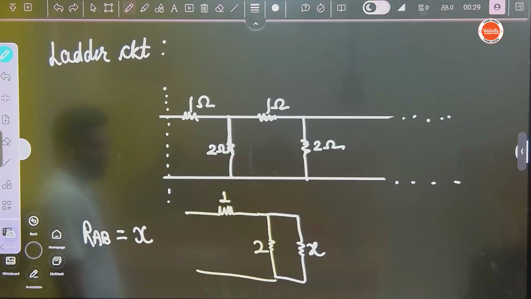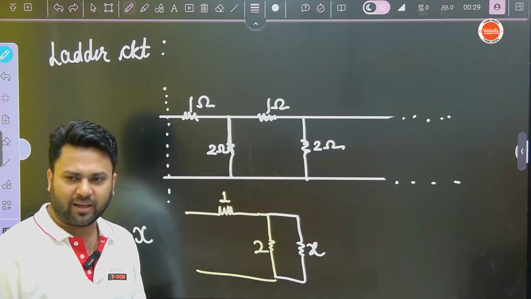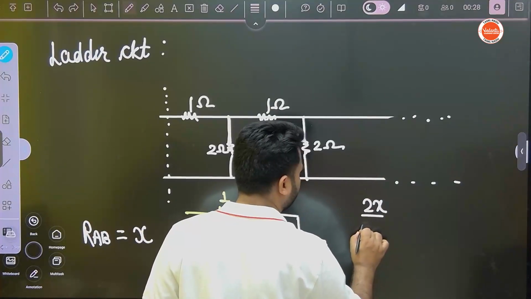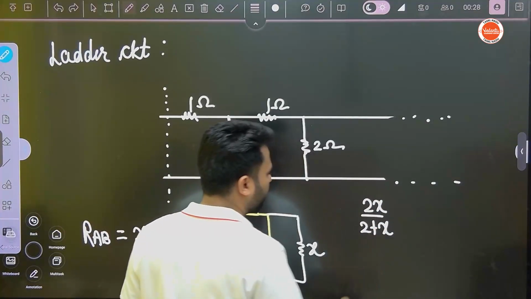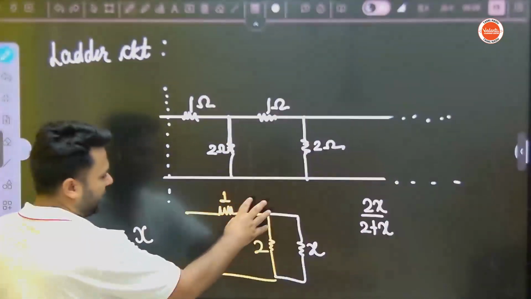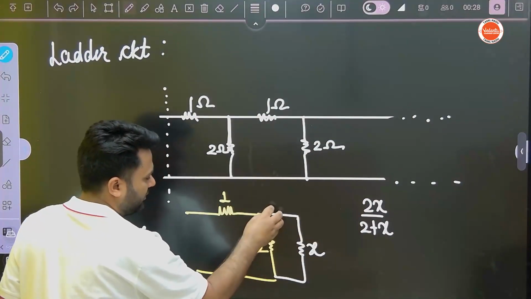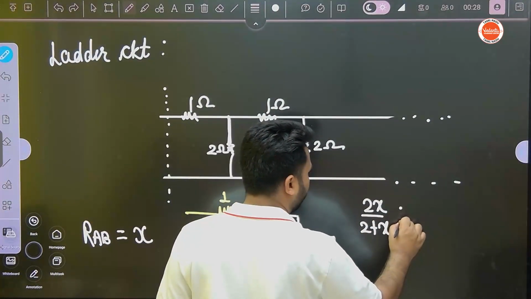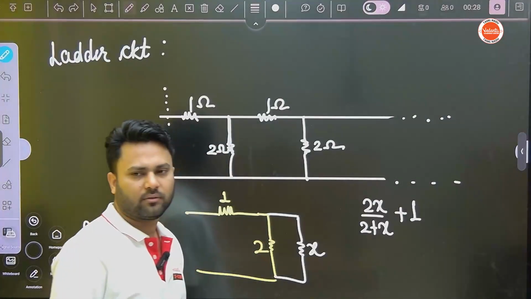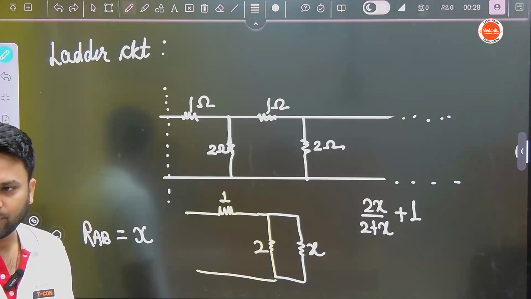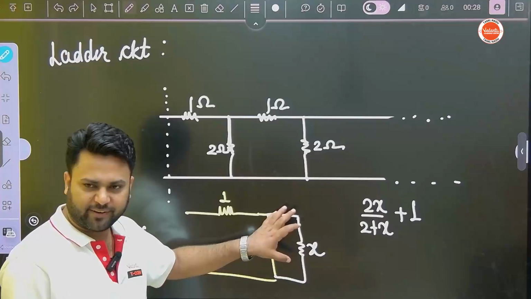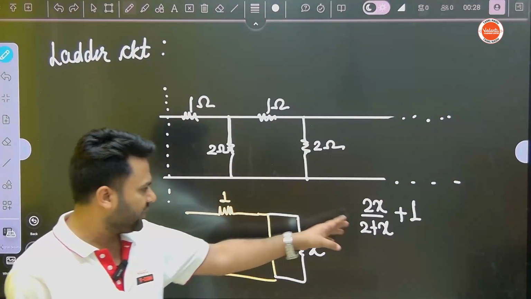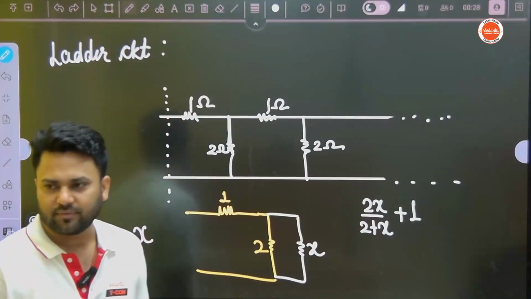Correct? Now you solve this 2 and X in parallel. So what will the answer? 2X divided by 2 plus X. You will get one R equivalent here. And this is in series with 1. So net R equivalent will be this plus 1. Correct? 2 and X will be 2X divided by 2 plus X. You will get one resistor. This resistor and this resistor in series. So series we will add. So this will be our answer.